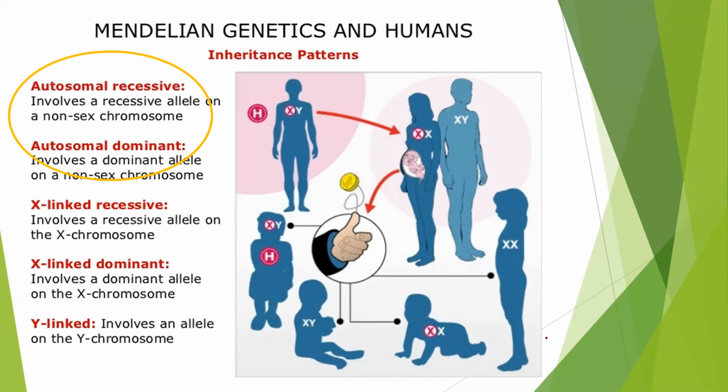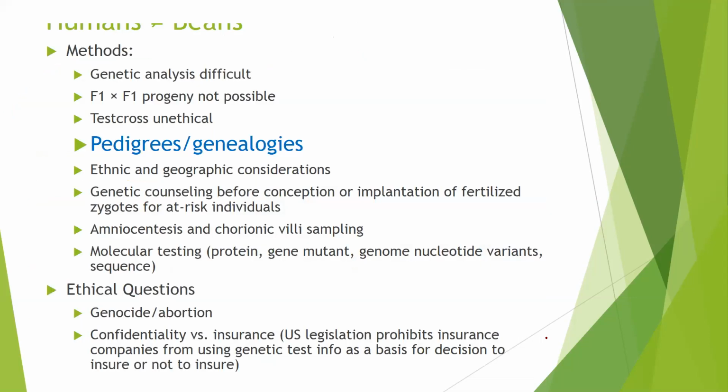So in this chapter we're only going to focus on the disease phenotypes that are controlled by genes on the autosome, not on the sex chromosome. So you're going to see these examples here.